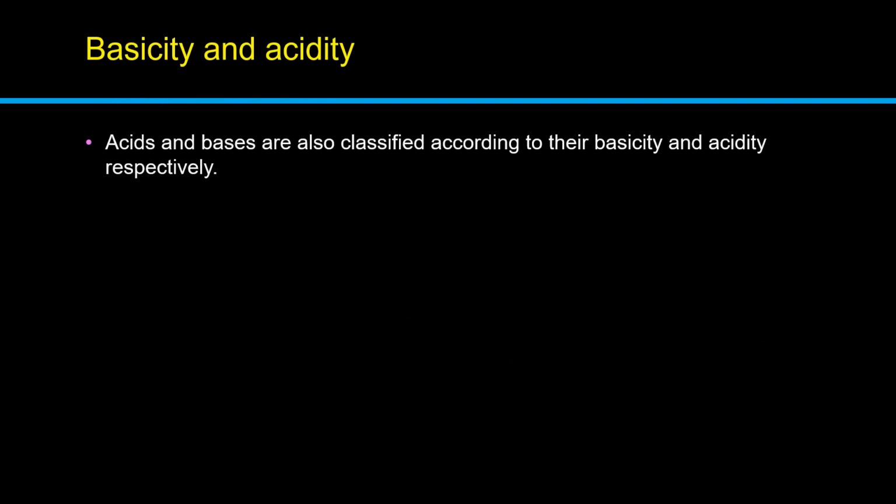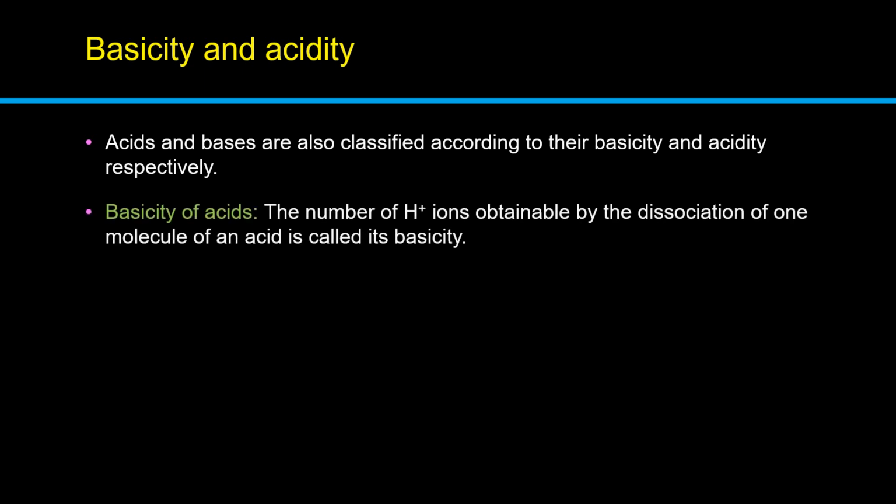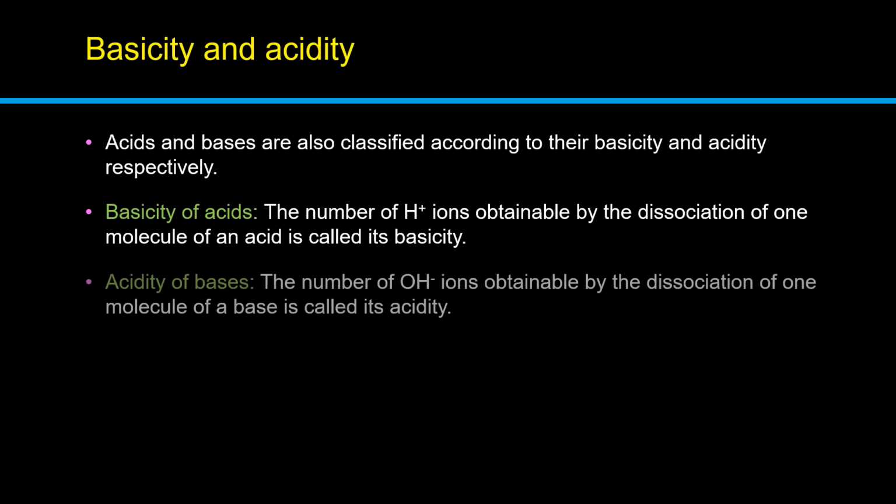Let us learn about basicity and acidity, children. Acids and bases can also be classified according to their basicity and acidity respectively. What is meant by basicity of acids? The number of H plus ions obtained by dissociation of one molecule is called its basicity, whereas the acidity of a base is the number of OH minus ions obtained by dissociation of one molecule of the base.